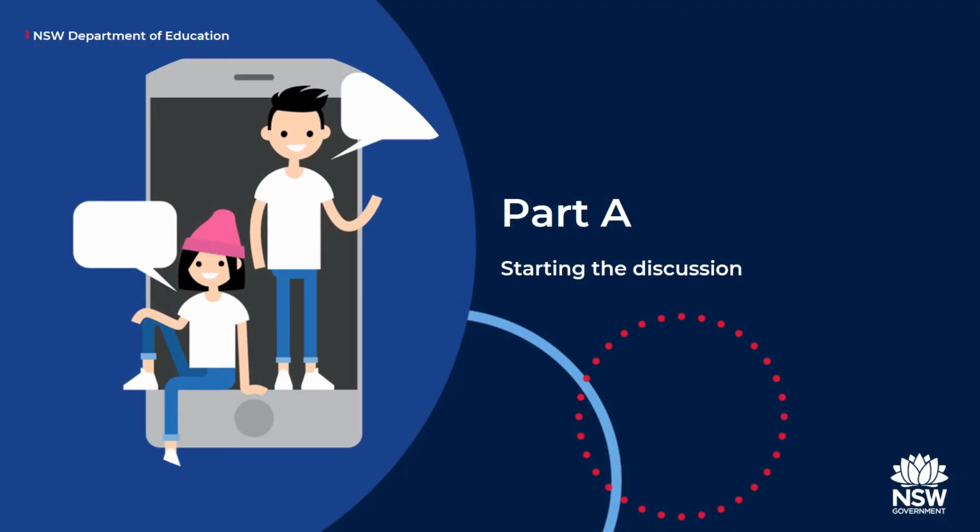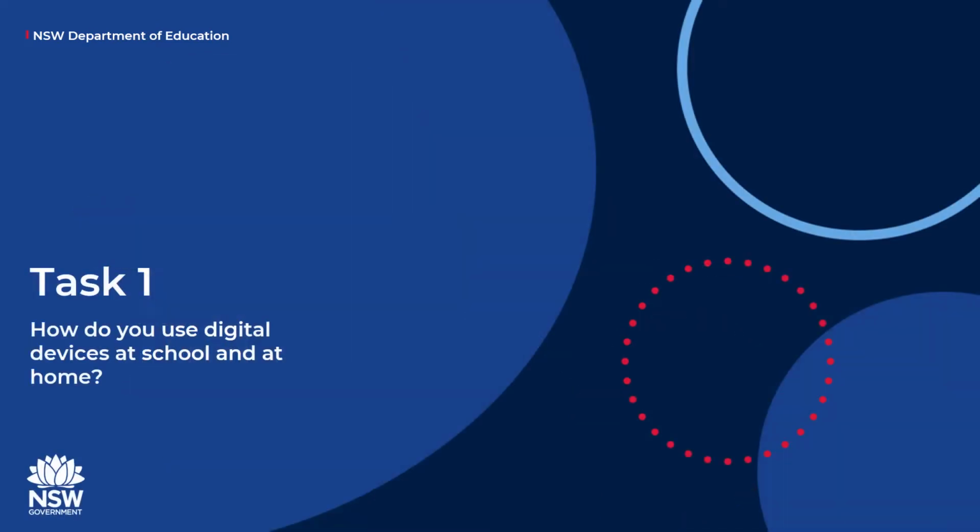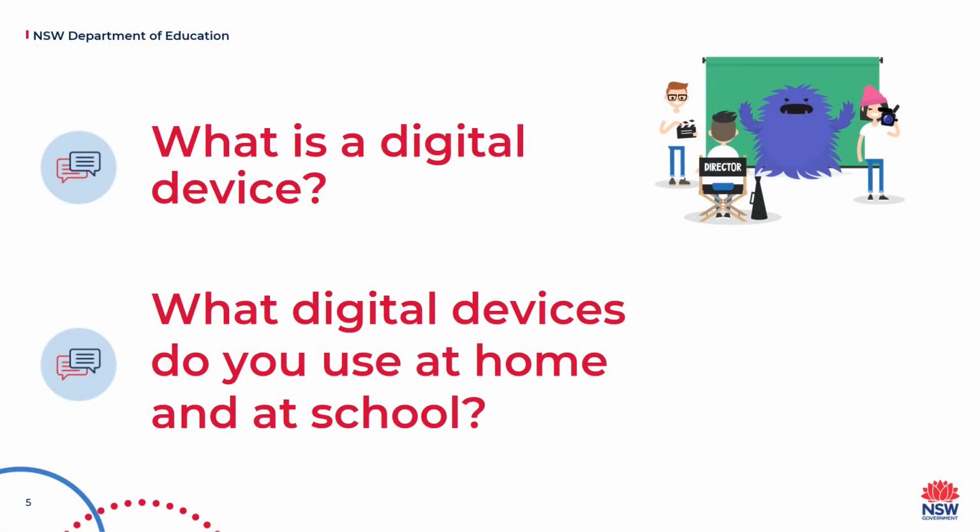So for part A, we're starting the discussion. For task 1, we're looking at how you use digital devices at school and at home. So firstly, we're going to be talking about what is a digital device. And then we're going to have a closer look at how we use digital devices at home and at school.